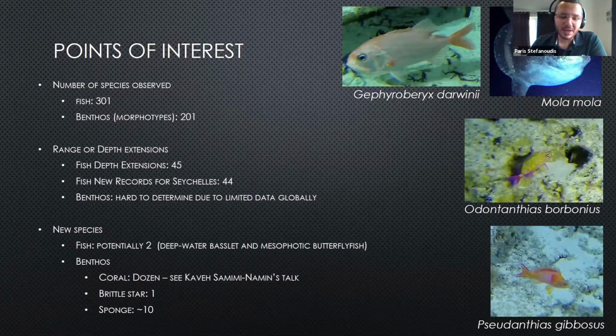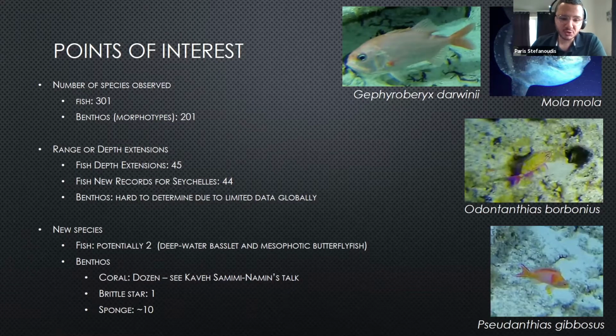And in terms of the benthos, all of the corals and sponges that live on the seafloor, it was harder to determine how many new depth extensions or new records we have, because information about distribution and depth range for benthic communities in general is more scattered around the literature. There is not a central database where you can easily check. But there are a lot of talks this afternoon where benthic taxonomists will provide more updates on that.